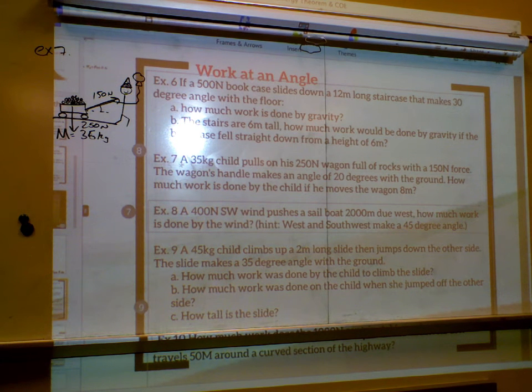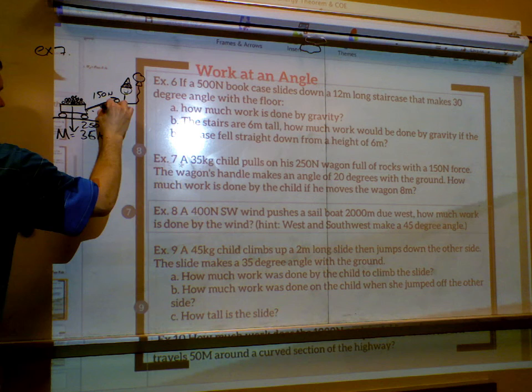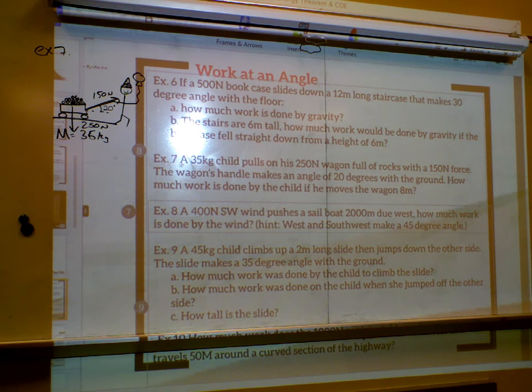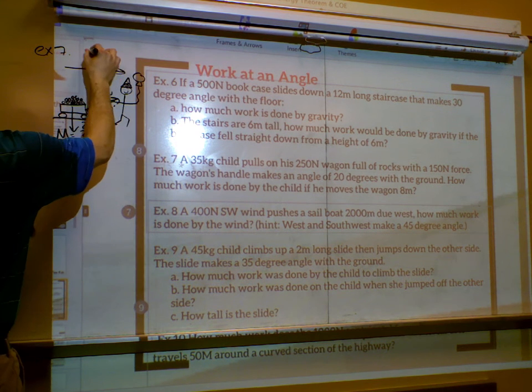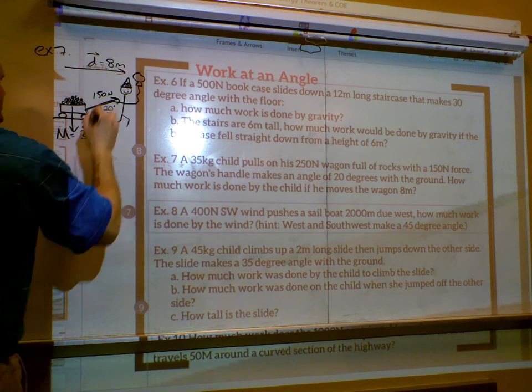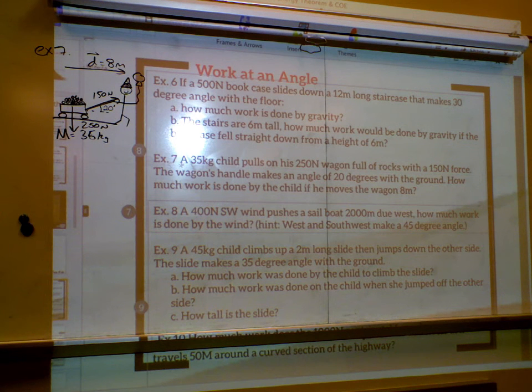Degrees. Oh, degrees. Thank you. How many degrees? 20. Where do they go? You got somewhere you can do the angle mark? Ah, good. 20 degrees goes right there. What else? 8 meters. So the 8 meters is displacement that way, right? So we want to figure out the work done.